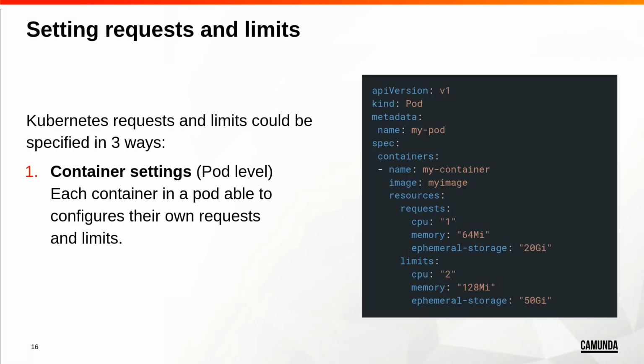By now, it should be clear what requests and limits are. Now let's set them. Kubernetes allows you to set requests and limits in three different ways. The first one, I think it's the most known one, is defining it for a container within a pod. And of course, if you have more than one container in your pod, you will need to set requests and limits for each container. Now let's see the other two ways to do it.